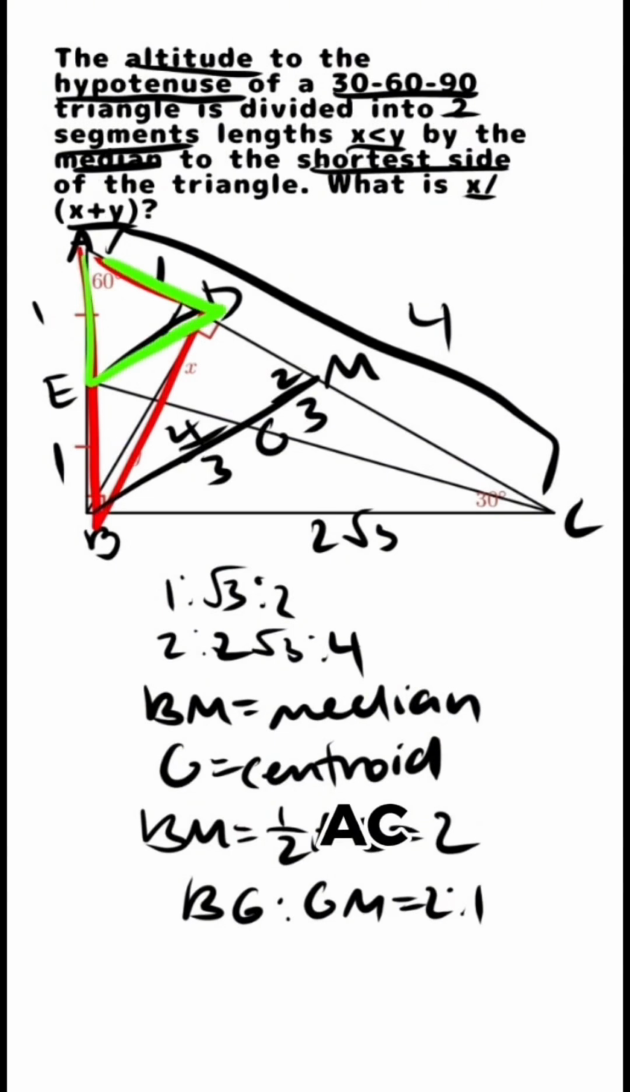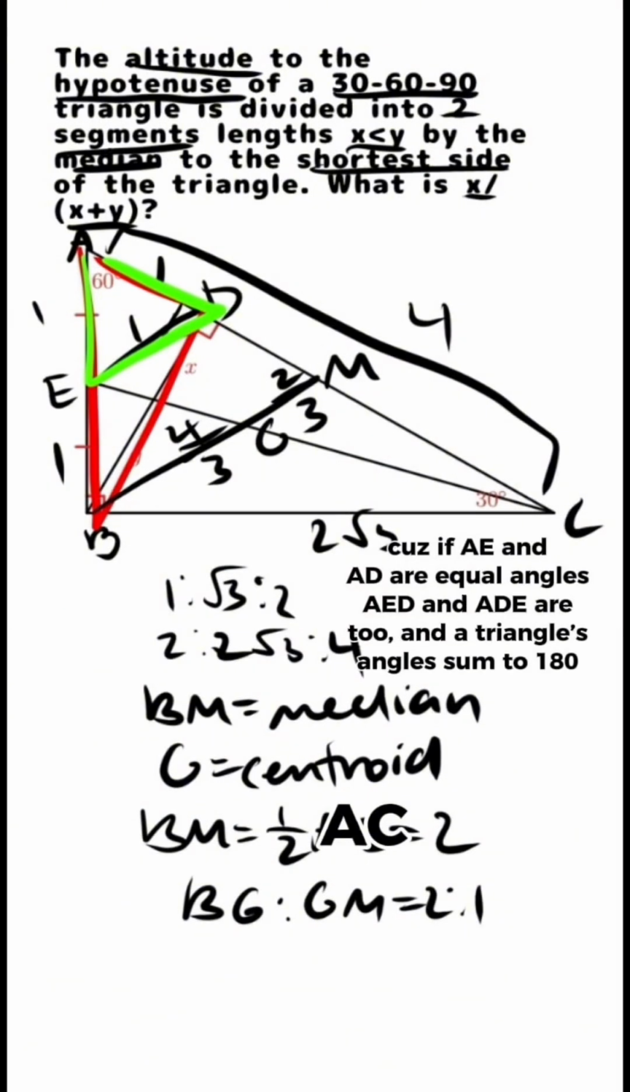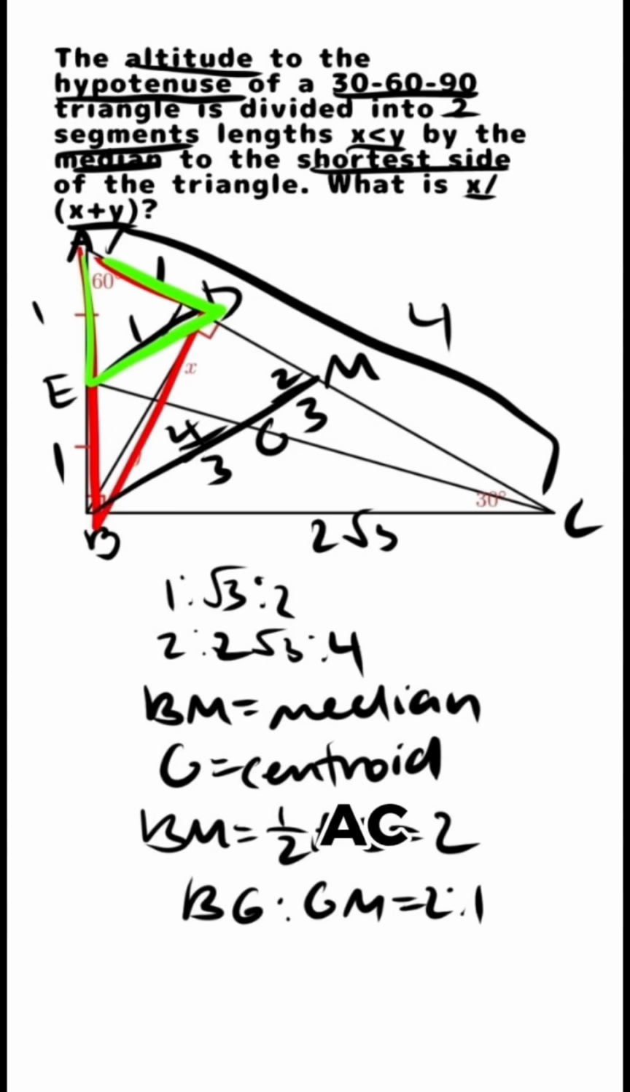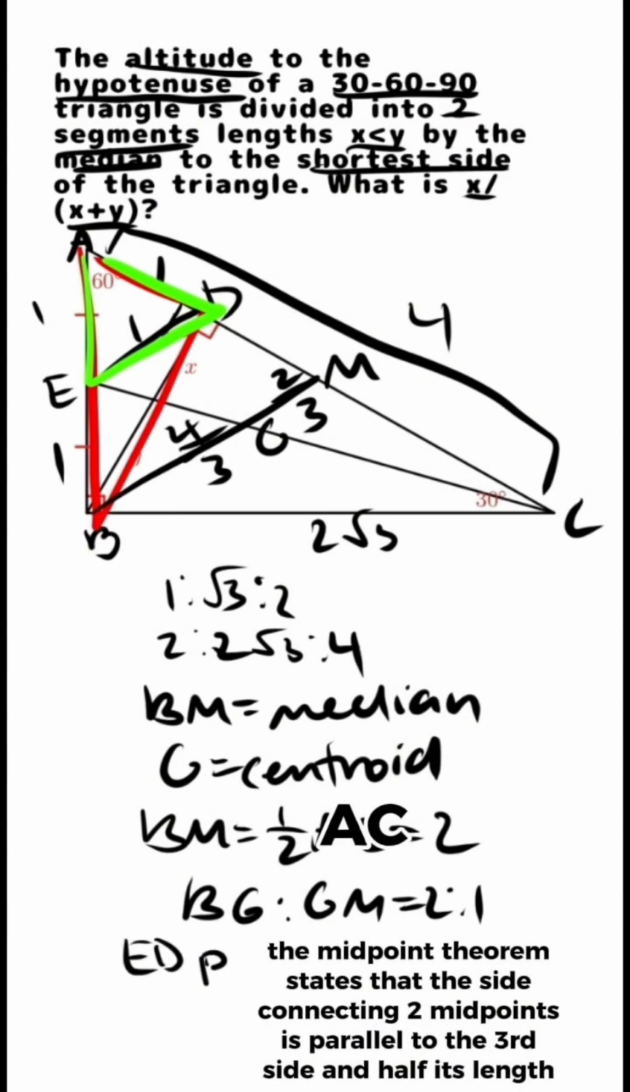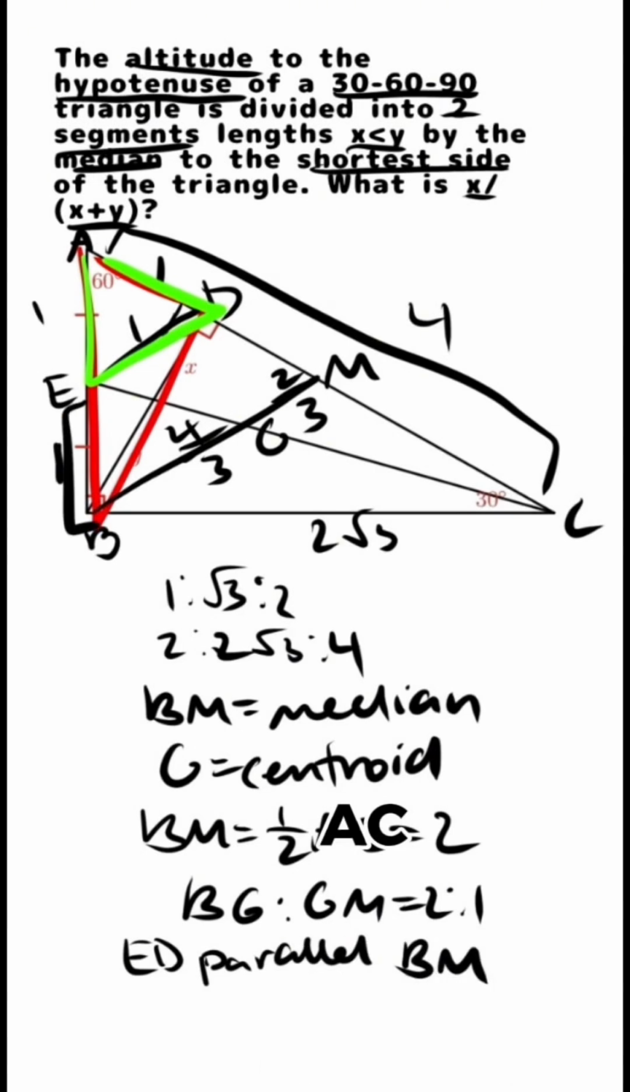Looking at triangle ADE, AE and AD are both 1, then since angle BAC is 60 degrees, ADE is an equilateral triangle and DE is 1. Now DE is parallel to BM because of the midpoint theorem, since E is the midpoint of AB and M is the midpoint of AC, but I just like to think of it as E and B are 1 away from each other and D and M are the same.